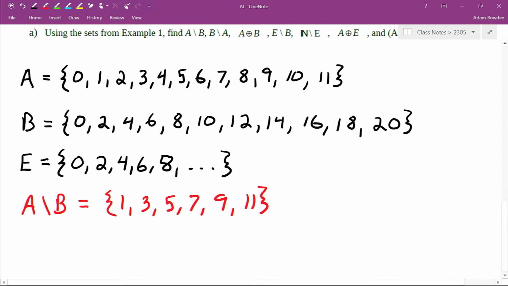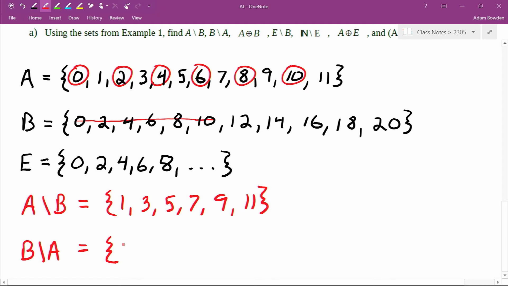Now if we do the other way around and do B relative complement with A, now we're going to take away the elements in B that it has in common with A. So that means we're going to take basically the 0, 2, 4, 6, 8, 10, and those will be removed because those are coming away from set A. So the set B relative complement with A would contain 12, 14, 16, 18, and 20.